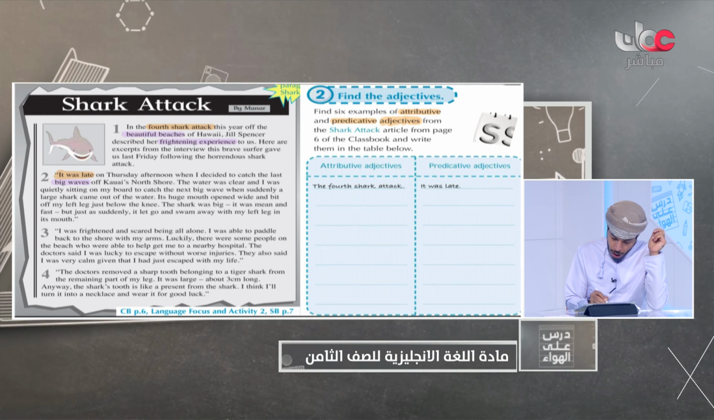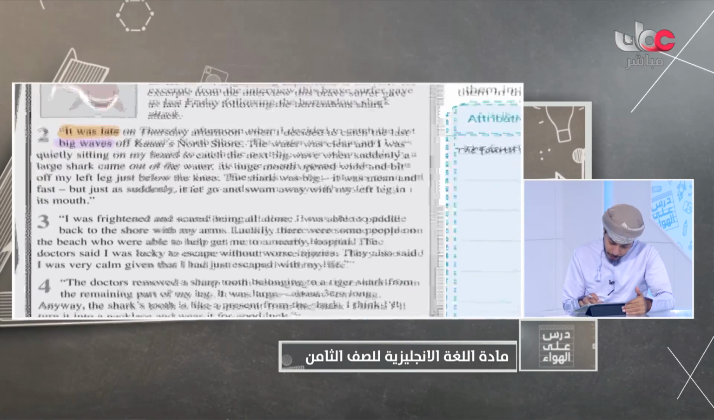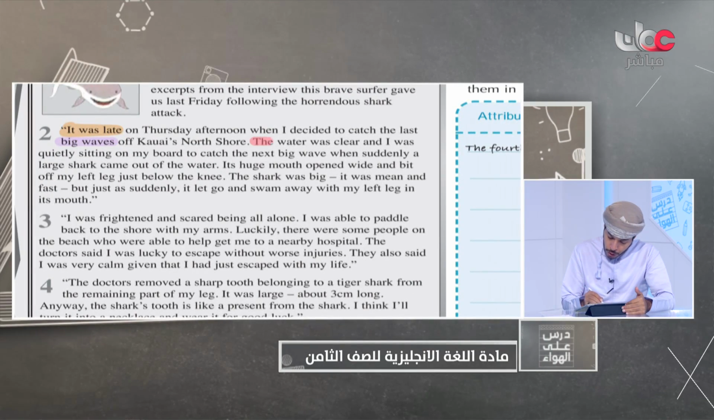And also here, the water was clear. So here again, we will change the color for predictive adjectives. So look at this one, please. The water was clear. So what can we see here? The water was clear. Clear is the adjective. It comes after the verb. So it is predictive. Excellent.